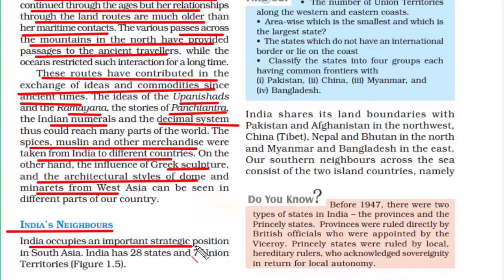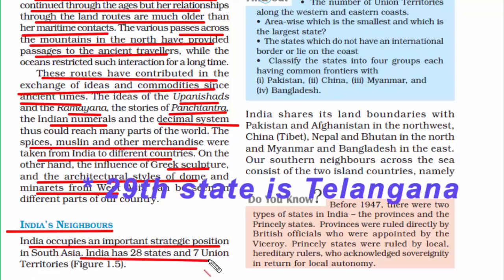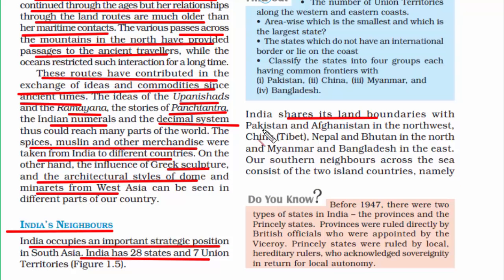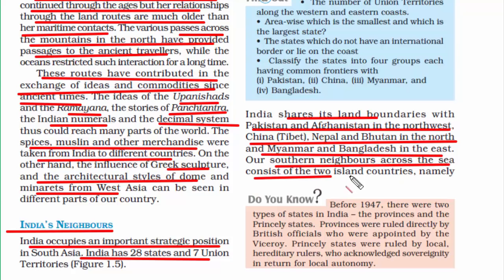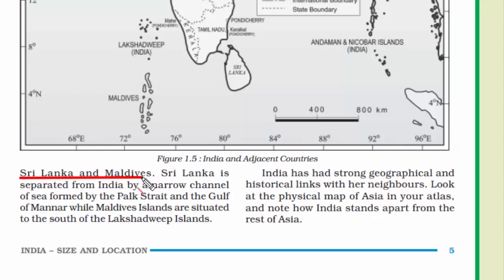As we read in the earlier paragraph, India has an important strategic position in South Asia. We know that India has 29 states and 7 union territories. And we share our land boundaries with Pakistan, Afghanistan, which is in northwest, China, including Tibet. So those of you who think that Tibet is part of India, no, it is part of China. Nepal and Bhutan in the north, Myanmar and Bangladesh in the east, and our southern neighbors across the sea consist of 2 island countries, namely Sri Lanka and Maldives.